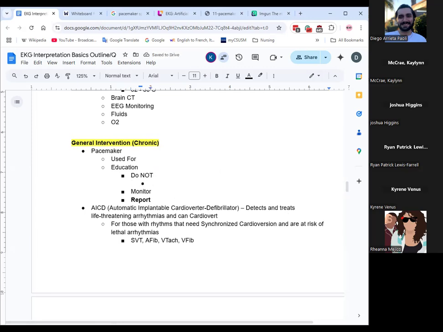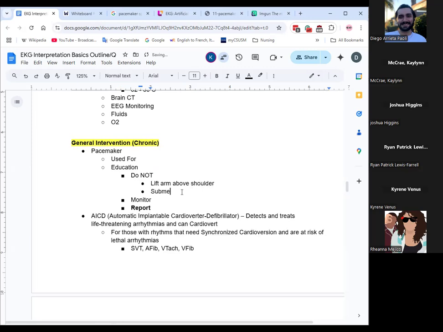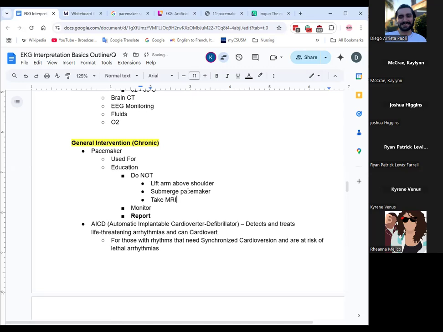So let's go down what everyone said. It said limit activity. Specifically, teaching similar to the PICC line: do not lift the implant arm, in this case the left arm because that's where the pacemaker would be, above the shoulder. Do not submerge the pacemaker, so don't go into water. Inform your dentist that you have a pacemaker, and for MRI, so with your MRIs, be very careful.